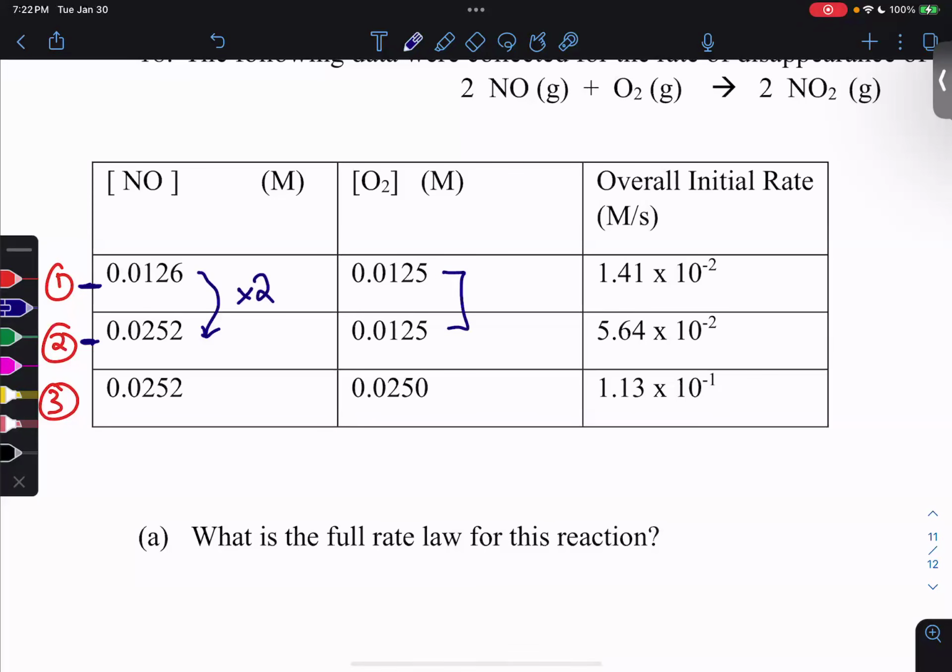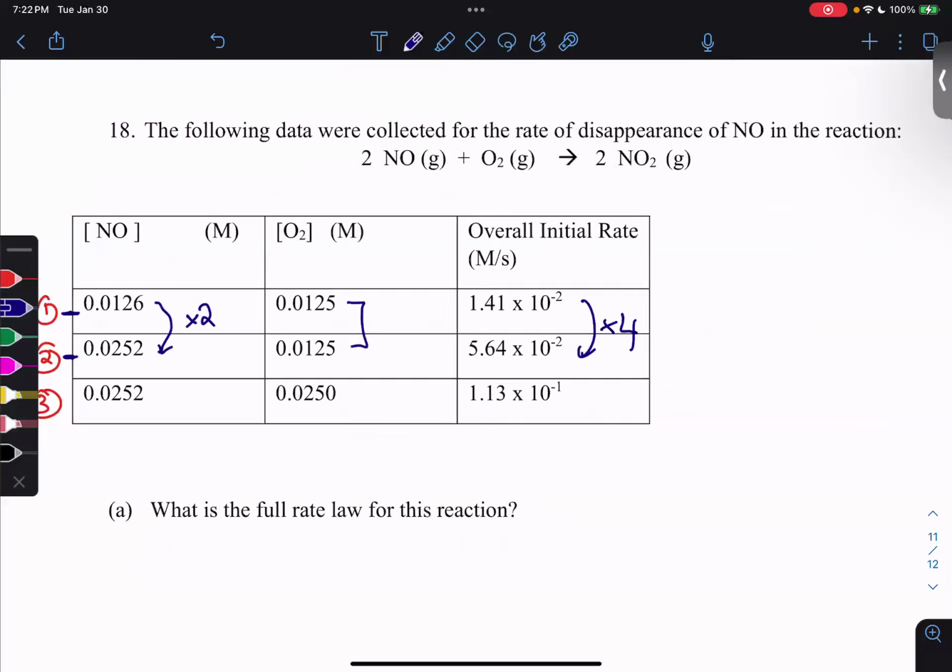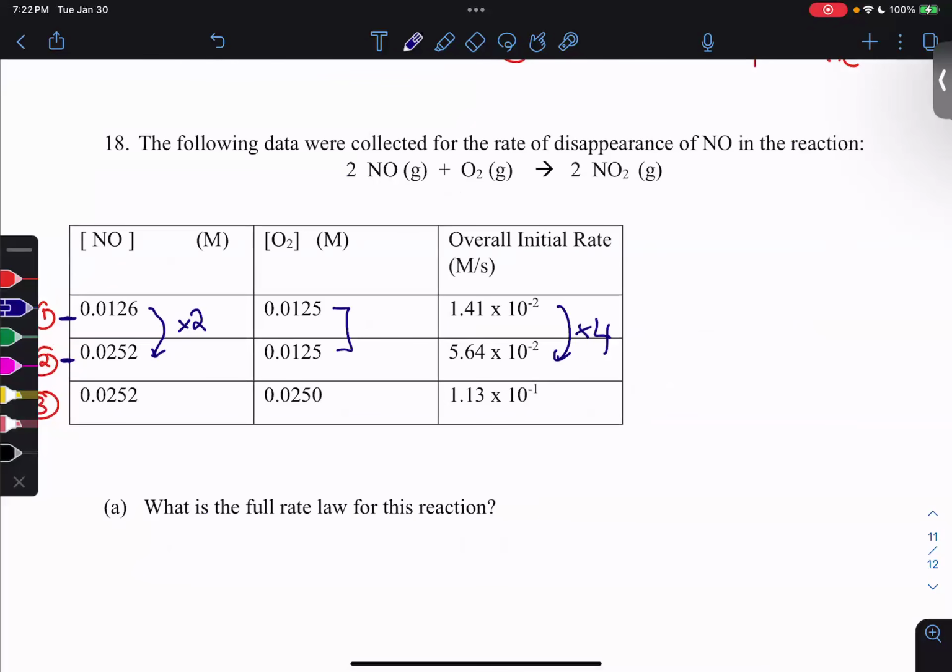Times 2. Yes, it's doubling. Then what's happening to that reaction rate? Okay, this you might have to put in your calculator. It's increasing by what fold? What factor? 4. So tell me, what does that imply about the order? It's second order, because 2 squared is 4.